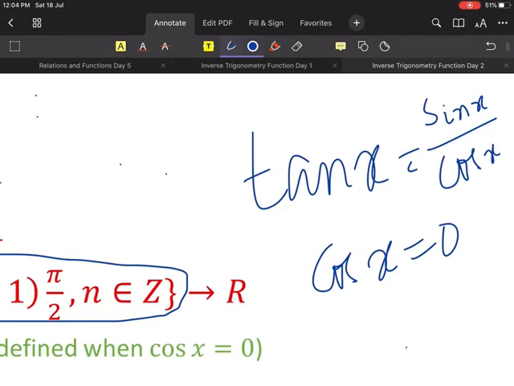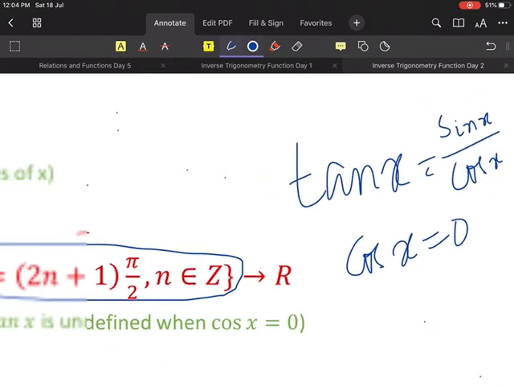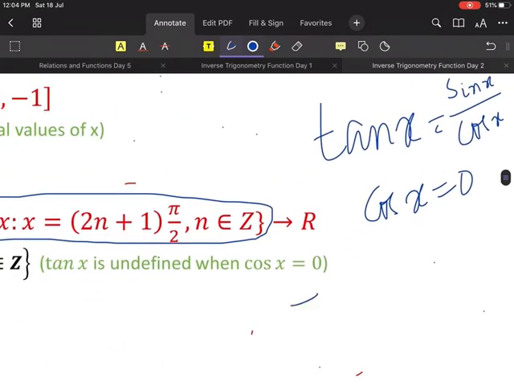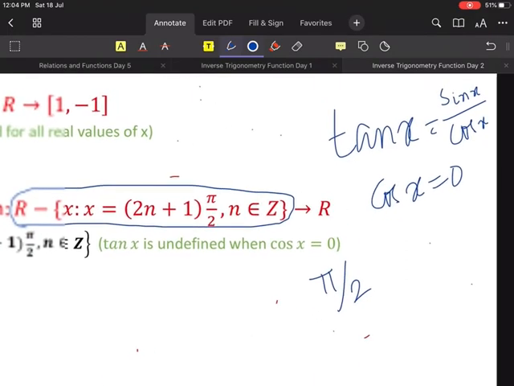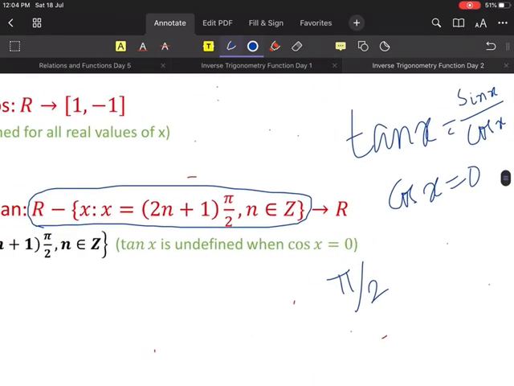Now can you tell me when cos x is equal to 0? Let's see. My question is now, cos 90 degree. Very, very good. 90 degree, that's right. Is that the only one? Is cos x 0 only for 90 degree? 270. Very good, that's right.